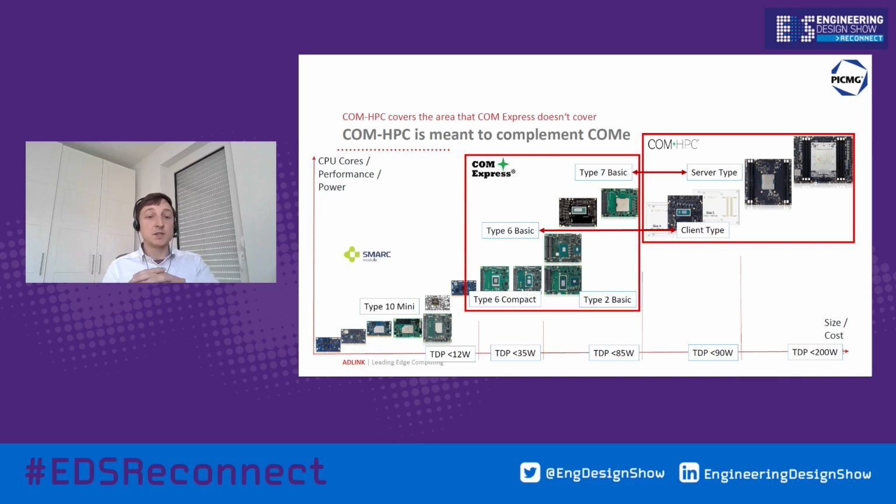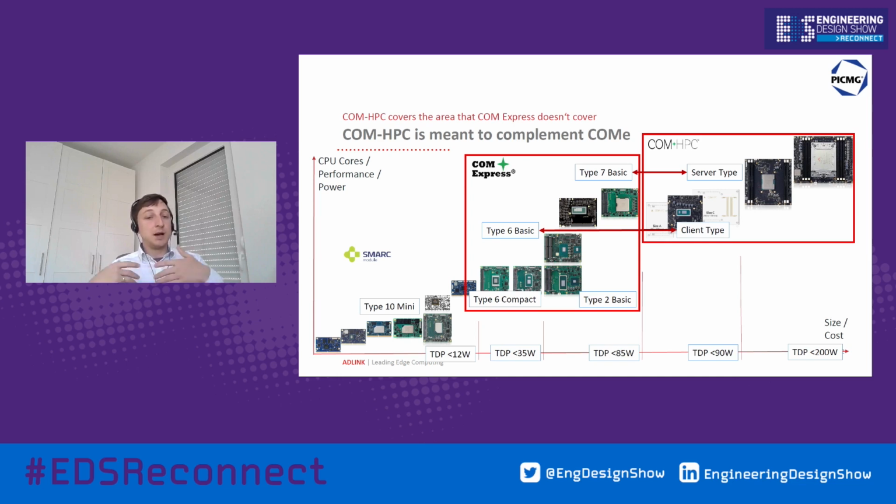So COM-HPC covers the area that COM-Express at the moment doesn't cover. And COM-HPC itself comes in two flavors. These are called client type and server type. So COM-HPC client type with up to 90 watts thermal design power of the CPU complements the typical use case of COM-Express Type 6, while COM-HPC server type with up to 200 watts complements COM-Express Type 7. It's a very important statement here. I just want to repeat it again. It's important that COM-HPC is no replacement. COM-HPC is meant to complement COM-Express.